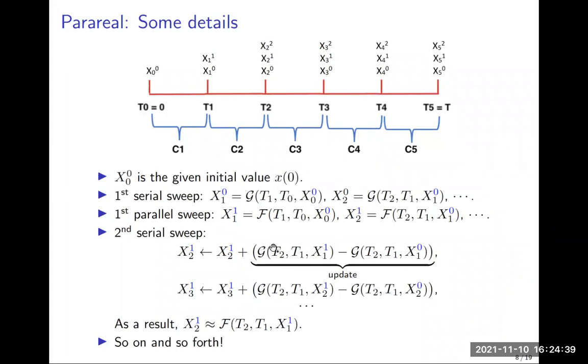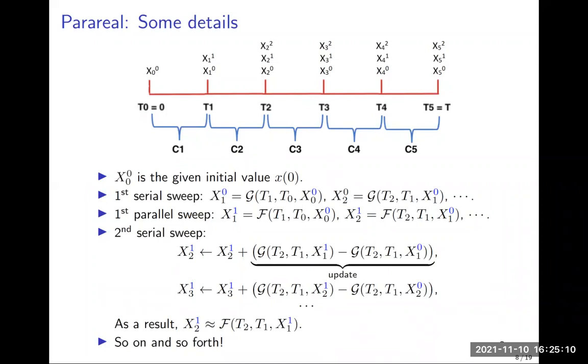So I just walked you through the first serial sweep, the first parallel sweep, and the second serial sweep. And that tells you how the quantities with superscript 0 and the quantities with superscript 1 are obtained. And you just essentially repeat this process, serial sweep, parallel sweep, and then serial update to obtain the future iterates. So this is, in essence, how Parareal works.